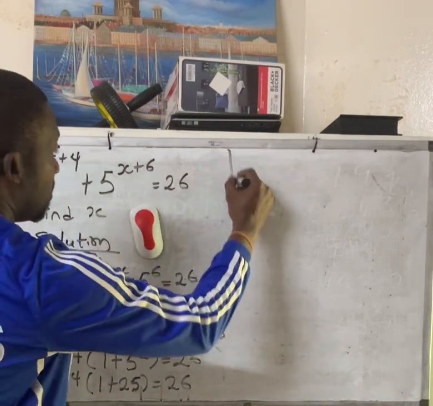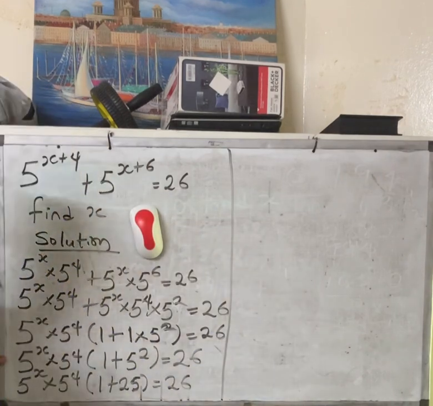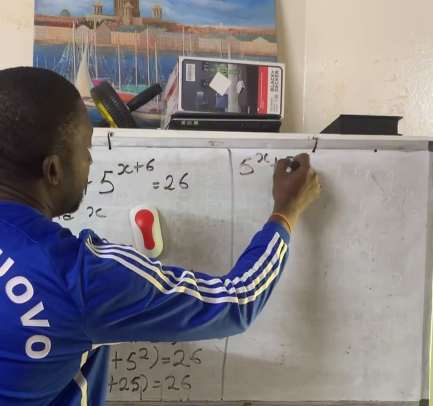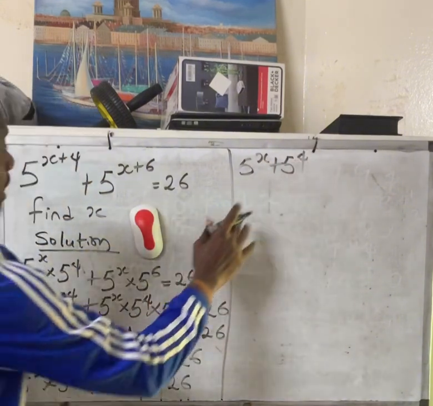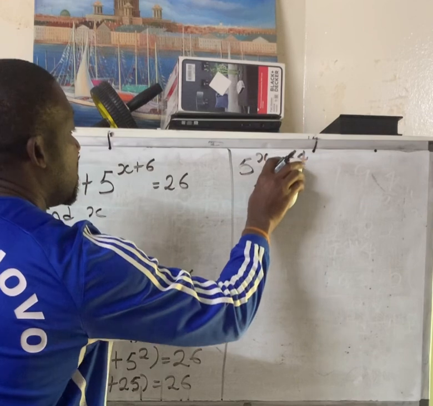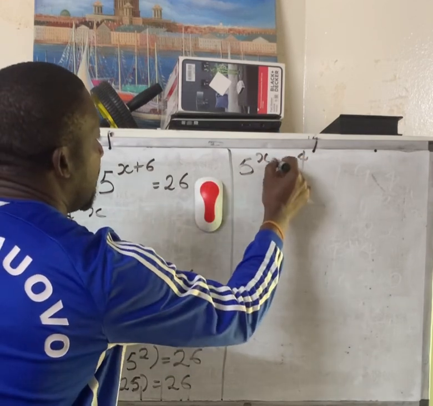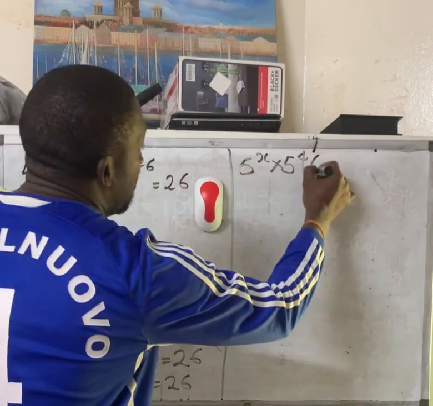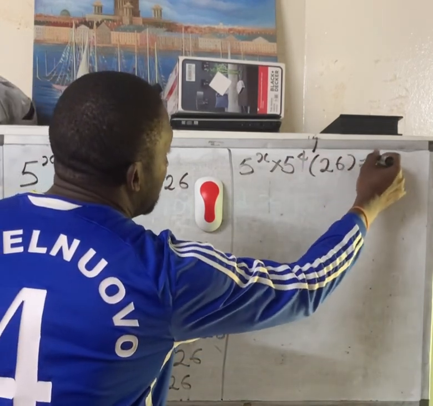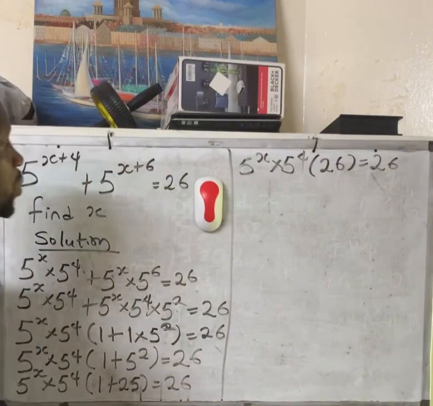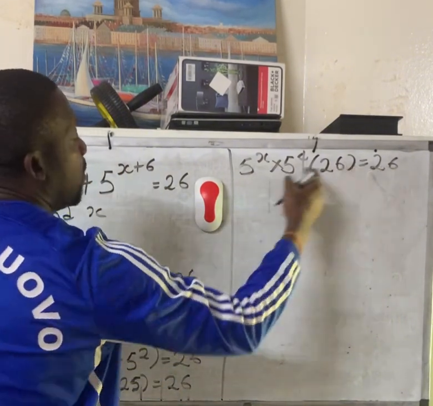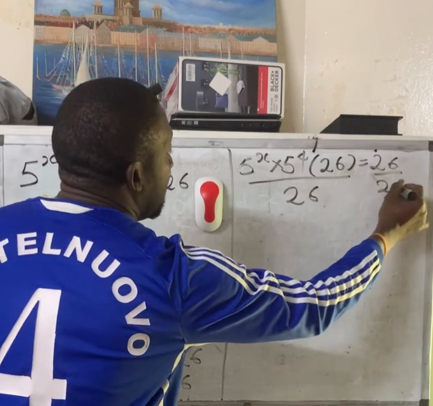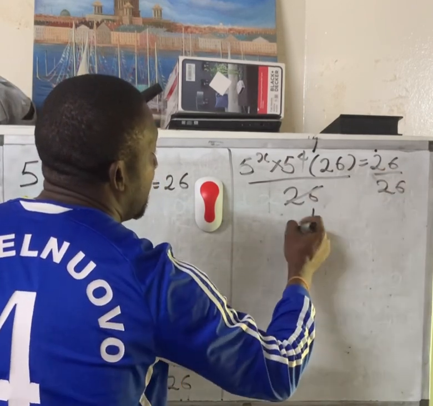All right, so what we'll have next is 5 raised to power x times, not plus, that is multiplication, times 5 raised to power 4, 1 plus 25 is 26. Open the bracket, is equal to 26. All right, so we can see that we have 26 in common on both sides. So we divide through by 26. Okay, so 26 divided by 26 is 1.